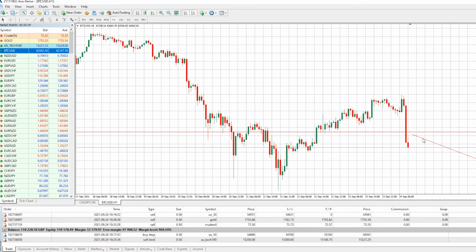As soon as it broke that support, you'd have been in on a sell from this price, and look at the continued drop, right? That's no small drop from this entry price below the support level to where it is now. That's a significant movement.